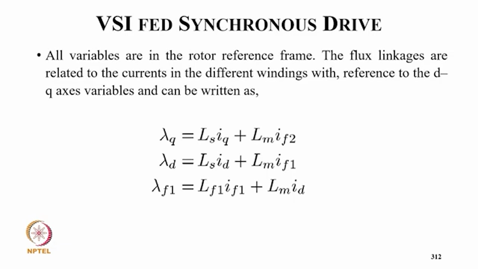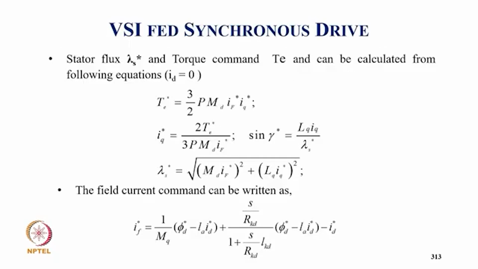So with all variables in the rotor reference frame, the flux linkages are related to the currents in the different windings with reference to the D and Q axis variables, and can be written as lambda Q equal to LS IQ plus LMQ IF2, lambda D equal to LS ID plus LM IF1, and lambda F1 equal to LF1 IF1 plus LM ID. The stator flux lambda star and the torque command T star can be calculated from the following equations, keeping ID equal to 0: T star equal to 3 by 2 P LM IF star IQ, so IQ star equal to 2 T star upon 3 P LM IF star, and sin gamma star equal to LQ IQ upon lambda S star, lambda star equal to the square root of (LM IF) squared plus (LQ IQ star) squared.